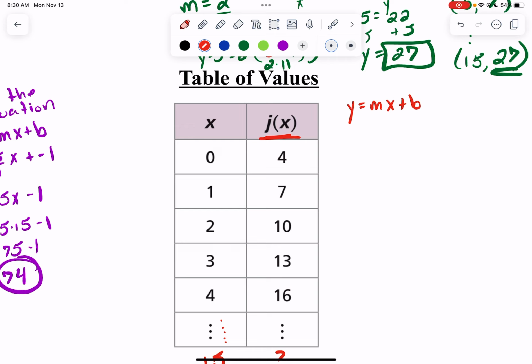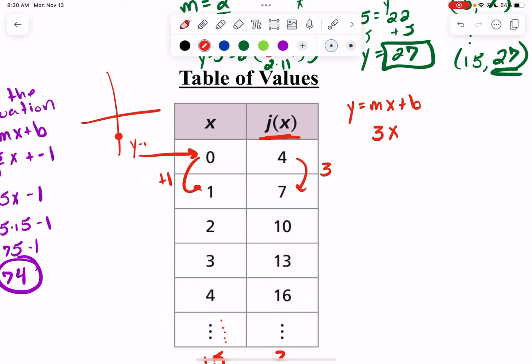So for this guy, y equals mx plus b. My slope: change in y, this goes up by 3, this goes up by 1. So my slope is 3. My y-intercept: the y-intercept is going to have an x coordinate of 0, which is right there. My y-intercept is 4. So y equals 3x plus 4.